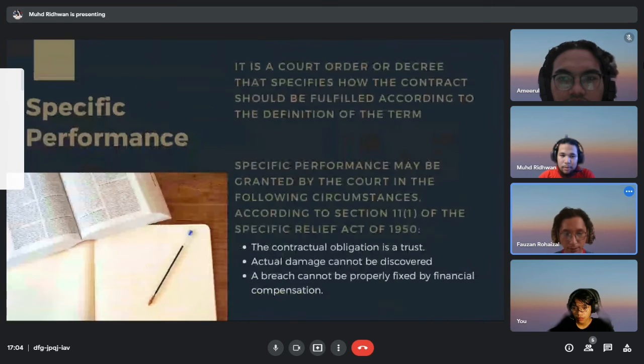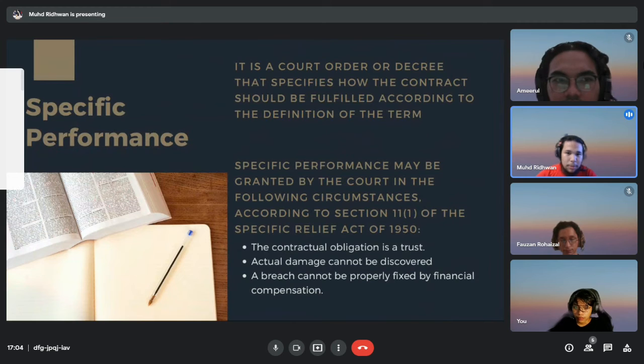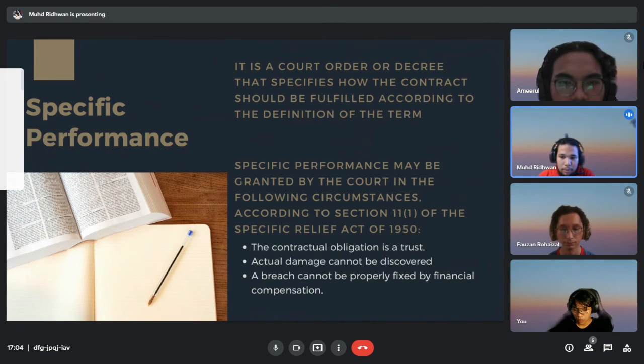Okay, now I'm going to present about specific performance. It is a court order or decree that specifies how the contract should be fulfilled, according to the definition of the term. Specific performance may be granted by the court in the following circumstances, according to Section 11, Subsection 1 of the Specific Relief Act of 1950. The contractual obligation is a trust. Actual damage cannot be discovered. A breach cannot be properly fixed by financial compensation.